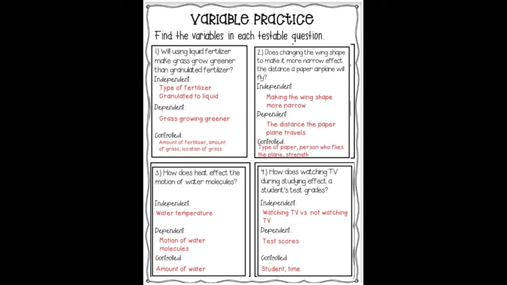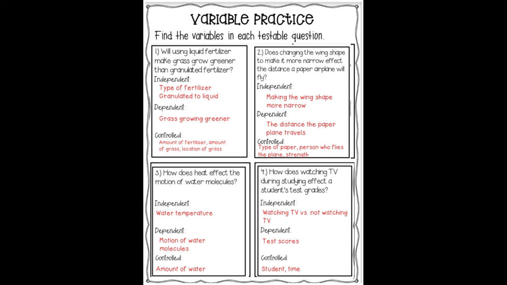The controlled variable would include the student, the amount of time studying, the subject area, the test, those kinds of things. So make sure this is filled out in your science notebook.